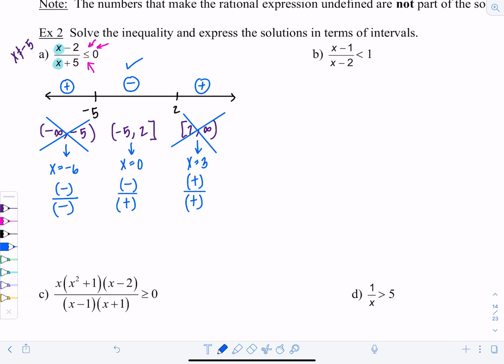So for our final answer, I'm just going to list out the interval from -5, but I don't include -5, to 2. And we are done. All right, good.